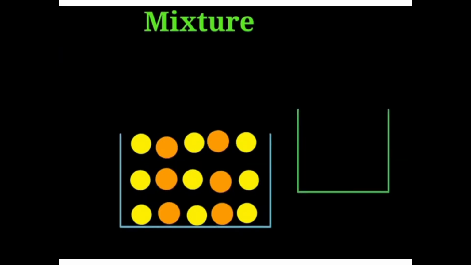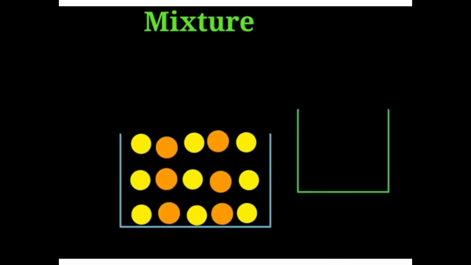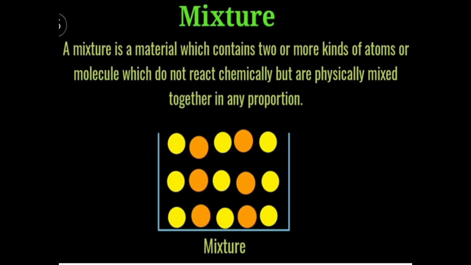As we saw here, I have mixed substance B with substance A physically. I have not done any chemical reaction, and no chemical changes are going on inside, right? So only physical changes. They are physically mixed together in any proportion. Here the proportion is not fixed.